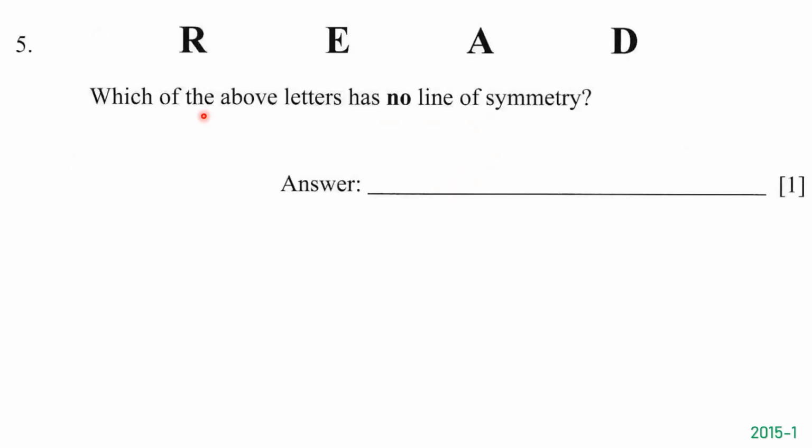It says, which of the above letters has no line of symmetry? Which of the above letters has no line of symmetry? All right, and so let's consider E. E has a line of symmetry, A has a line of symmetry, D has a line of symmetry. R is the only one that has no line of symmetry. Okay, let's move on to the next question.